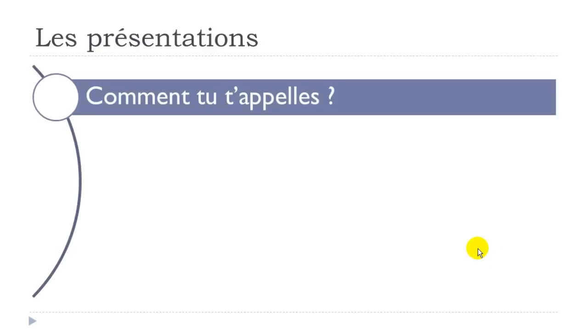In the first example, we've been using this vous form, the polite form that normally we should use when we meet a person for the first time, okay? But let's be frank, if you're young and you're meeting other young persons, then you can use this tu form, the less formal way, okay? So the question will look like that. Comment tu t'appelles?